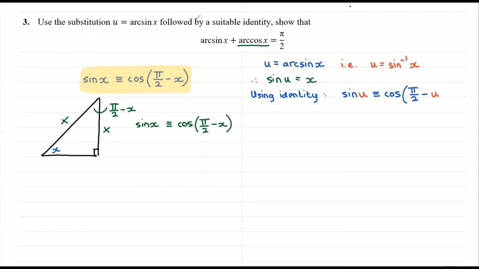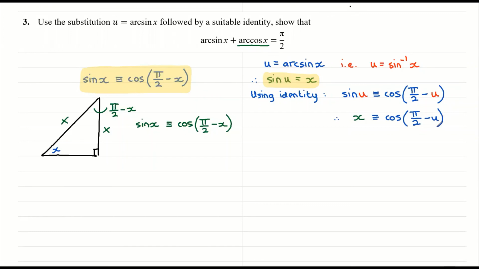All right, so that's the relationship. Now, because I have this additional information from earlier, I also know that sine u is equal to x. Okay, so I can now replace the sine u with x. So therefore, x is identical to the cosine of pi over 2 subtract u.